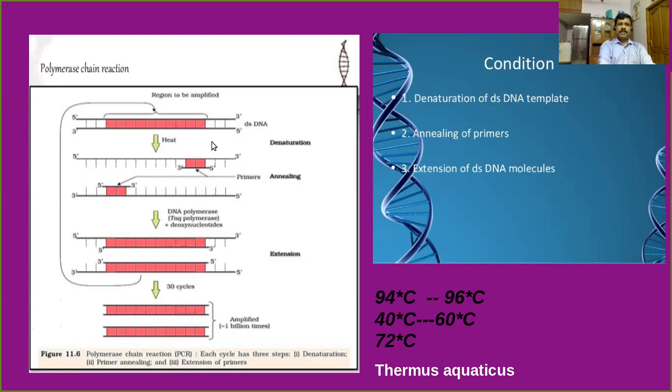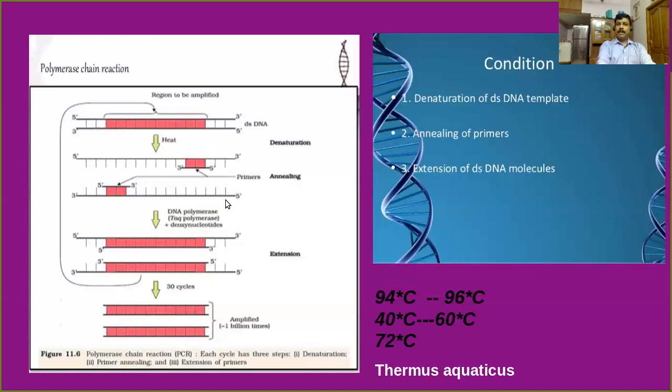Look, dear children, this is the double-stranded DNA or double-stranded gene we have to amplify. The first step, I said, is denaturation. What is denaturation? Denaturation means the unwinding of DNA, and the double-stranded DNA should be converted into two single-stranded DNA. Is it clear? First, we have seen this is the double-stranded DNA. As a result of denaturation, what happened? That double-stranded DNA is converted into two single-stranded DNA.